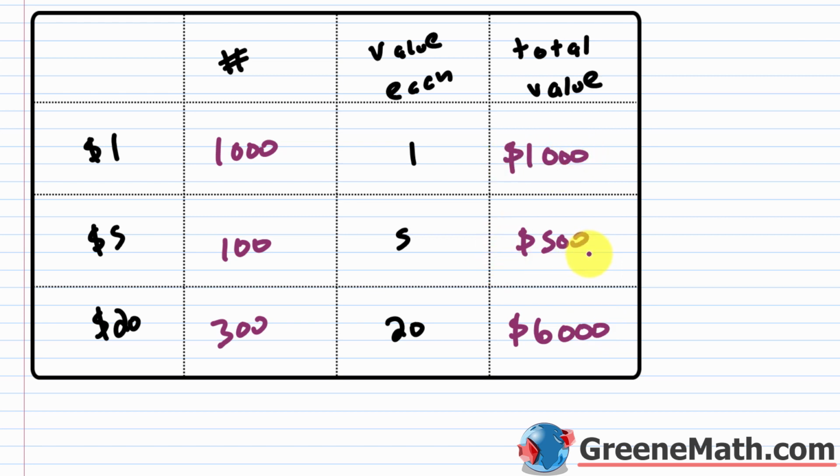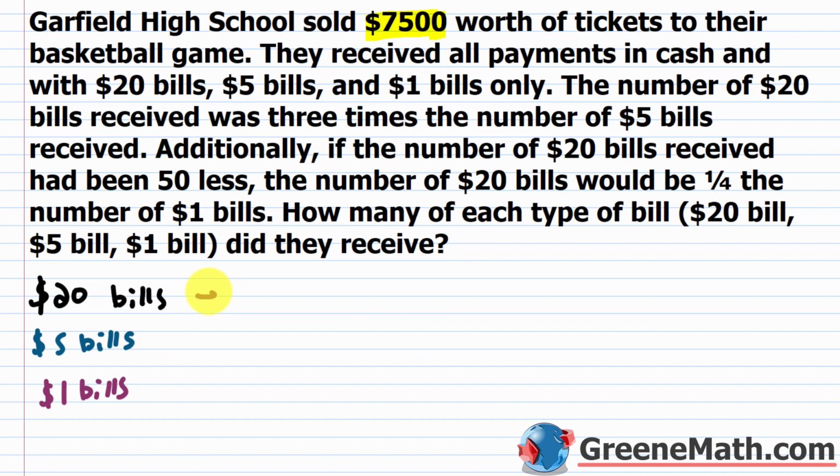$1,000 plus $500 is $1,500. And then plus $6,000 will give you $7,500. So that part checks out from here. So again, for the $20 bills, there's going to be 300. For the $5 bills, there's 100. Let me make this 0 a little bit better. Kind of looks like a 6. And then for the $1 bills, this is supposed to be 1,000.